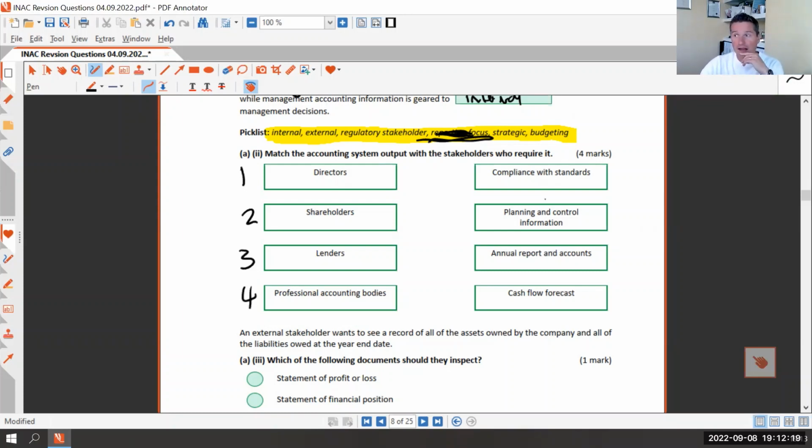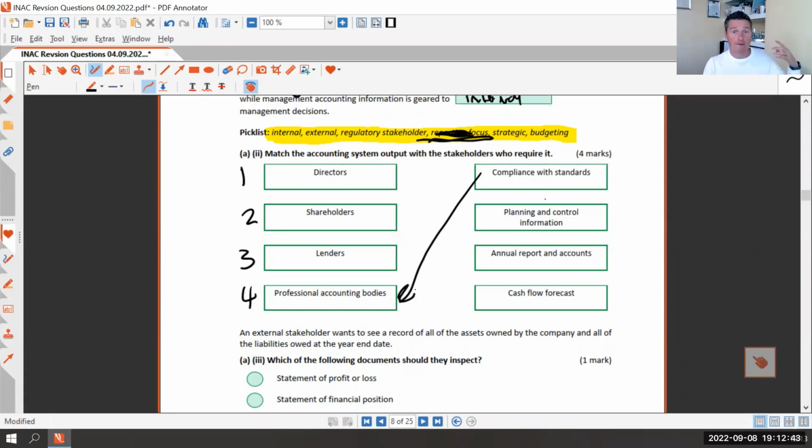So we're going to match the accounting system output to whoever wants it. Out of options 1, 2, 3, and 4, who do you think is interested in the compliance with the standards? Yeah, 4. So professional accounting bodies, they want to make sure they will come in and they'll do, when I used to work in practice, they used to do hot file reviews, cold file reviews.